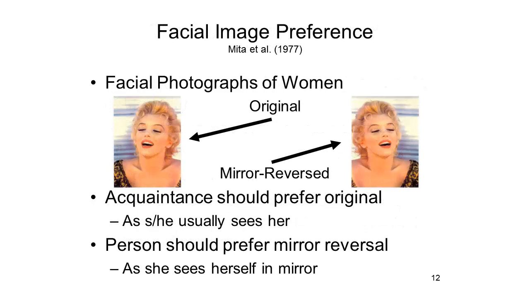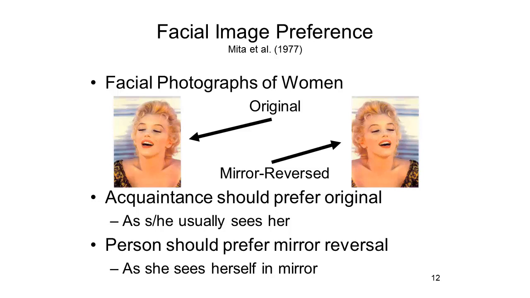A particularly clever demonstration of the mere exposure effect was performed by Theodore Mita and his colleagues, and I have to confess this is one of my favorite social psychological experiments. It's an experiment in which subjects were asked to make judgments of photographs of people's faces, including their own. The subjects were presented with pairs of near identical photographs of women, in which one photograph was the mirror reversal of the other, and asked to indicate which one they preferred.